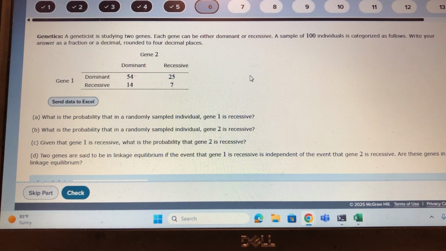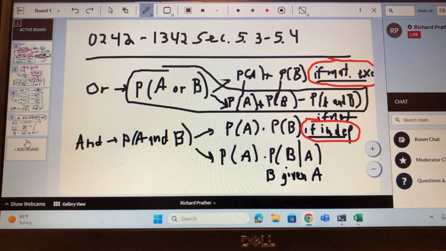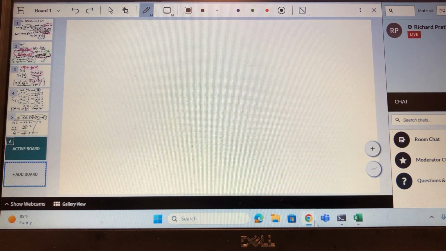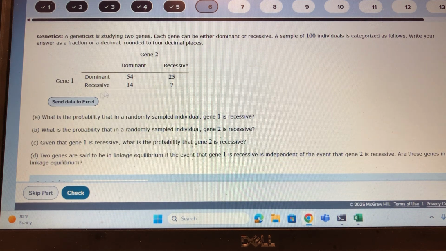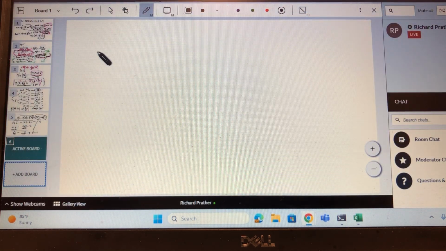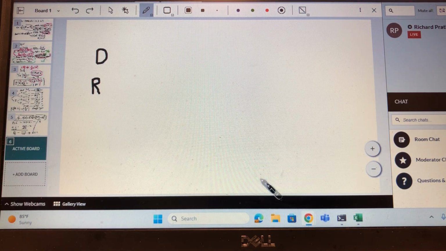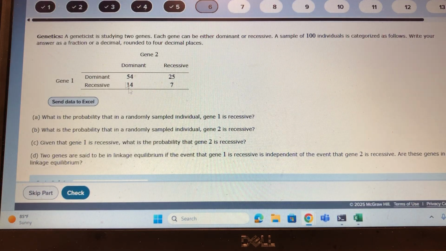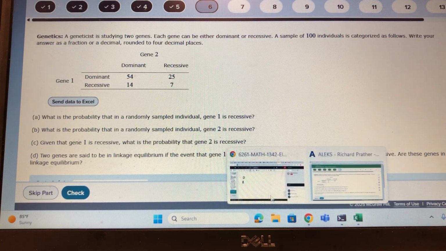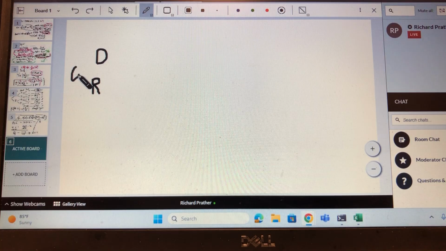Okay, see, here's one of these chart problems. I like these because you can do all the types of probability without formulas, really. So we got dominant and recessive traits. Let's put that on the side. Dominant and recessive. And then the top is dominant or recessive as well. So there's two different genes. Gene 1 and gene 2. So like you have red hair, you got green eyes, things like that are genes.